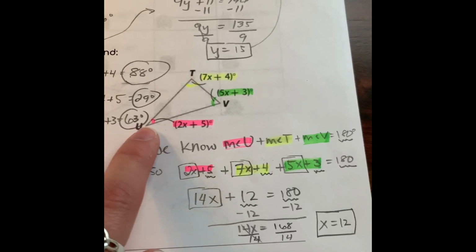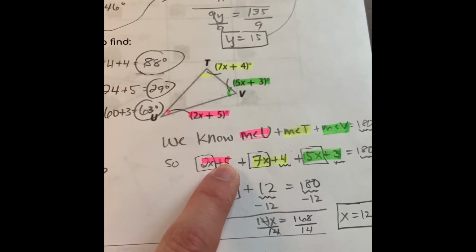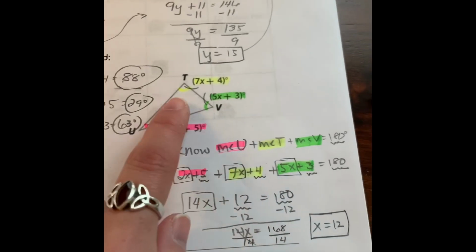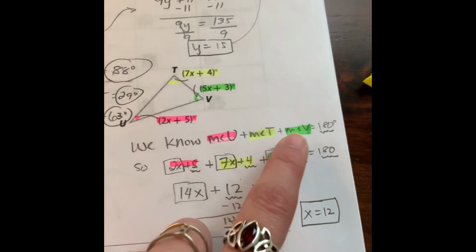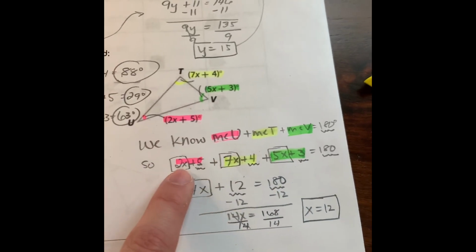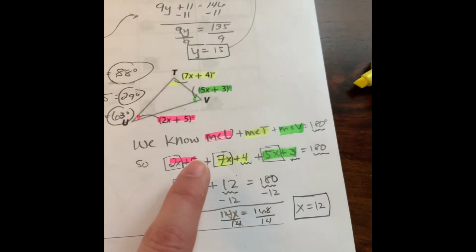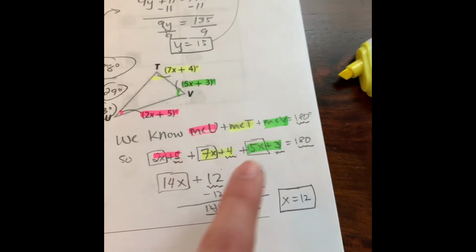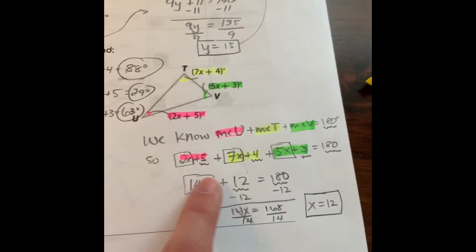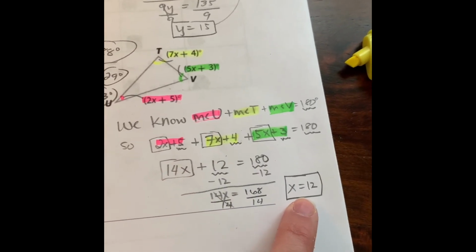Angle U is 2x plus 5, so I just replaced it with what it was actually equal to. Angle T is 7x plus 4, so I replaced it, and angle V was 5x plus 3, so I replaced it. Combine our like terms, right? 2x plus 7x plus 5x gives us a 14x. Combine our constants, 5 plus 4 plus 3 is 12. And we know that this is equal to that 180. Solve for x. We end up with x is equal to 12.